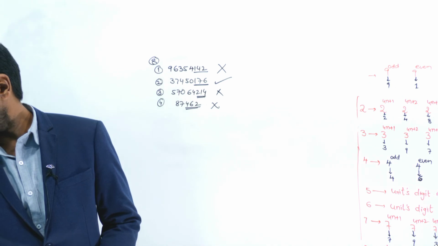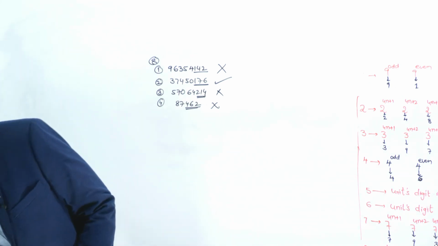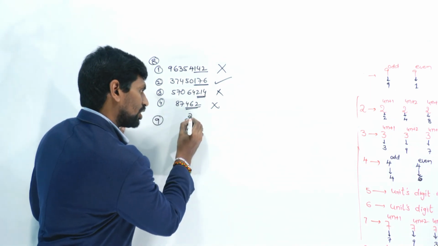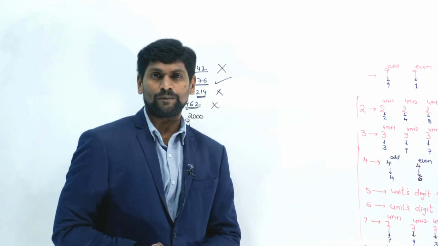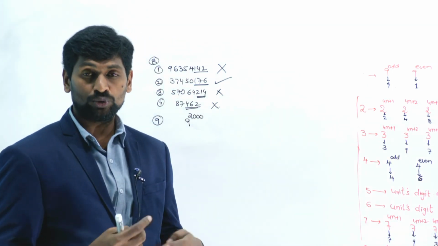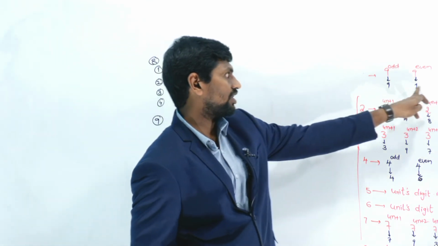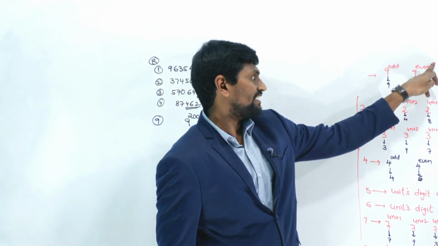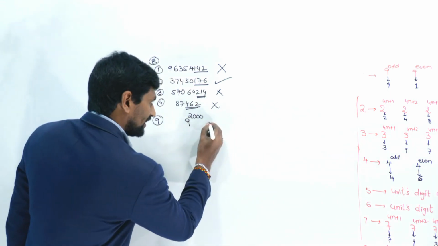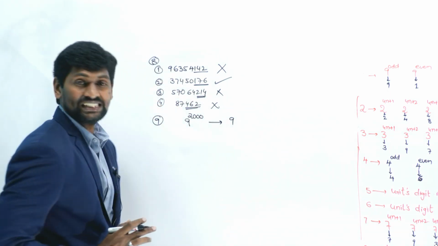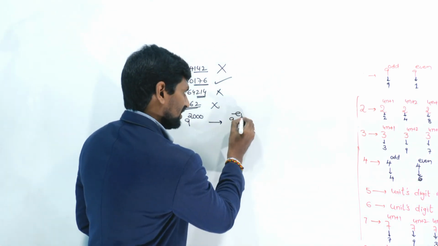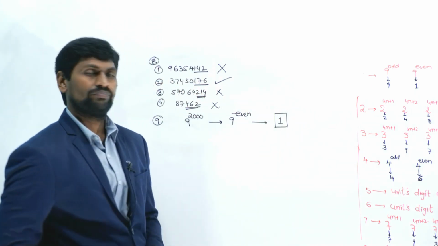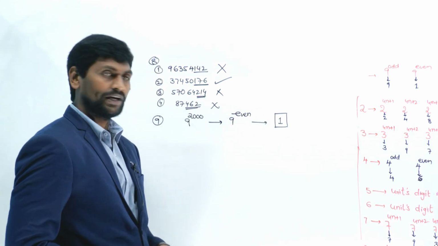Next, the last digit of the expansion of 9 power 2000. Ninth question. What is the ninth rule? 9 also repeats for every 2 terms. 9 power odd number ends with the digit 9. 9 power even number ends with the digit 1. Now what is here? 9 power 2000. Is 2000 an even number or odd number? It is an even number, so its units place digit is 1.